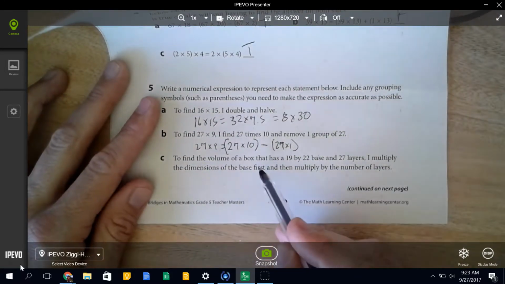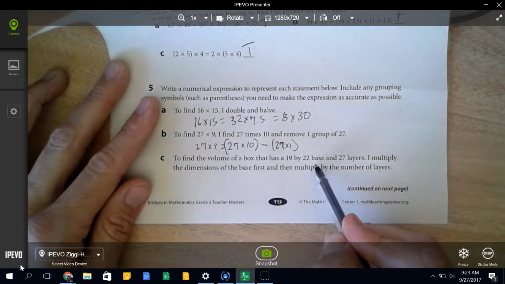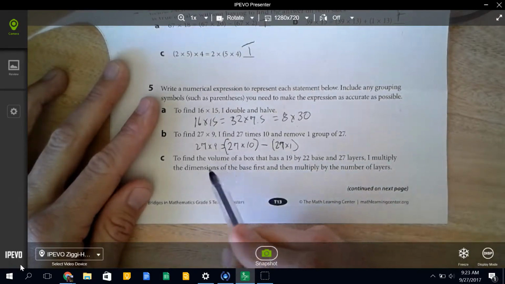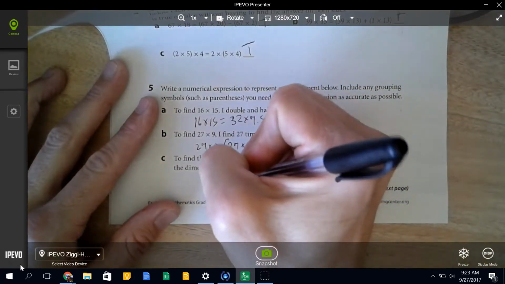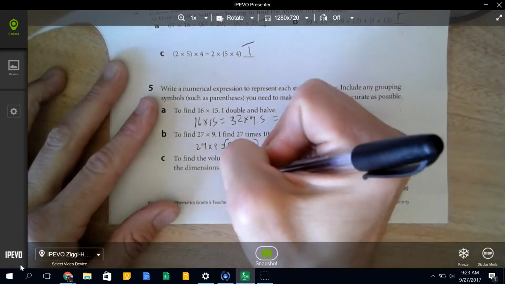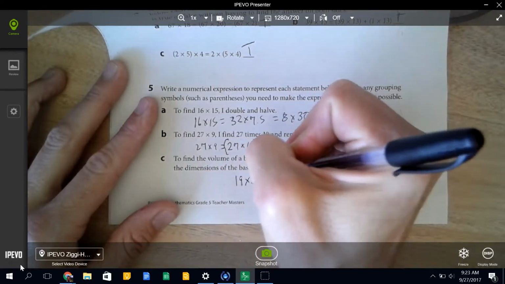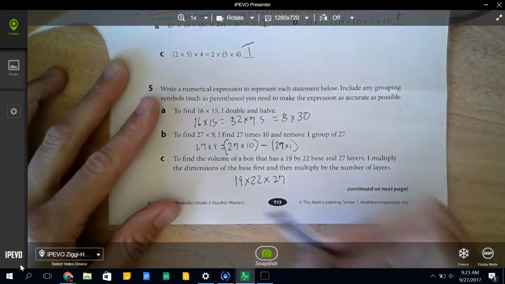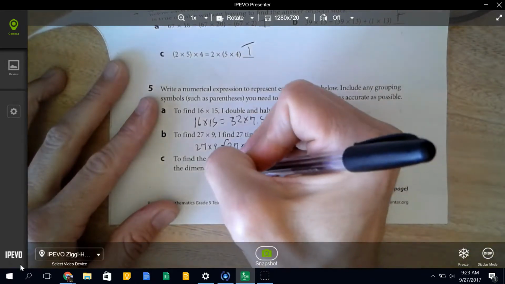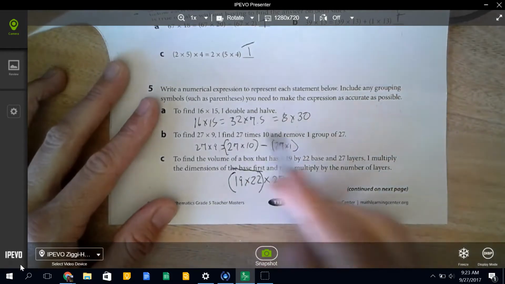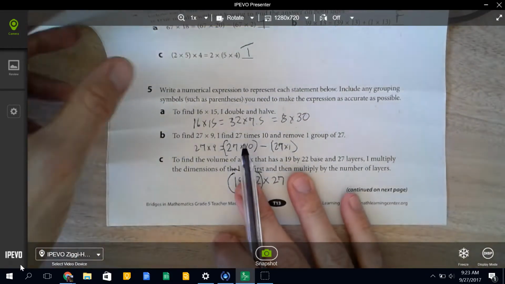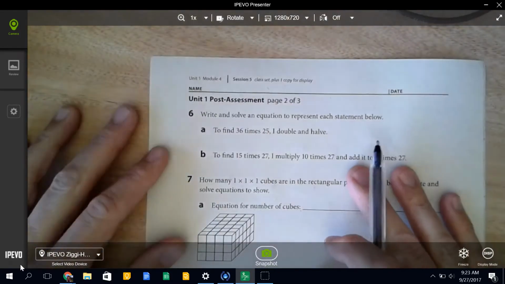It says to find the volume of a box that has 19 by 22 base and 27 layers. I multiply the dimensions of the base first and then multiply it by the number of layers. So the base is 19 by 22 and the layers are 27. However, it does say this, base first. So since it's saying that, I do need to honor that and put parentheses. So some of you are struggling with parentheses, so that might be something that you're going to need to study and focus on.